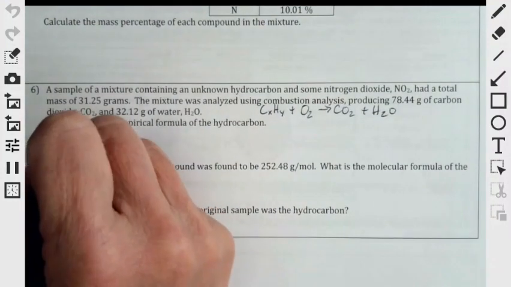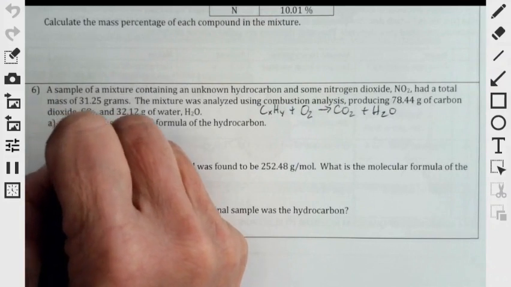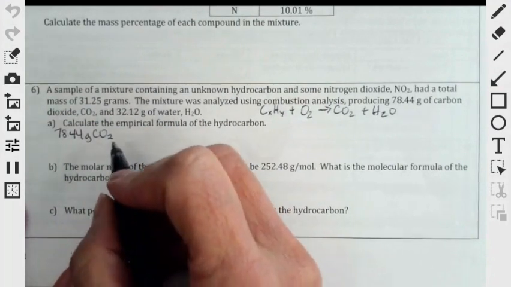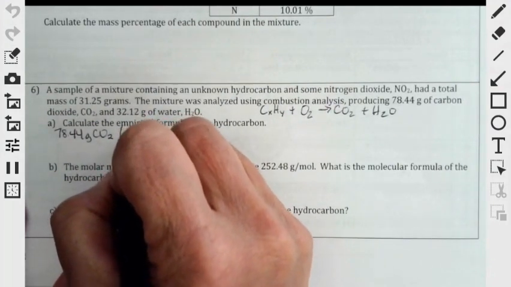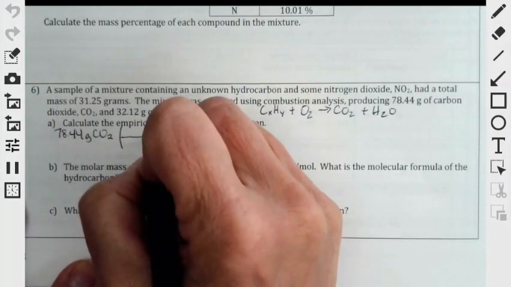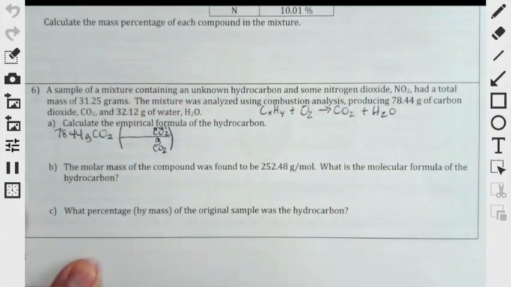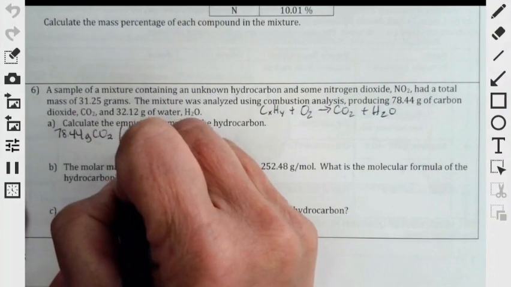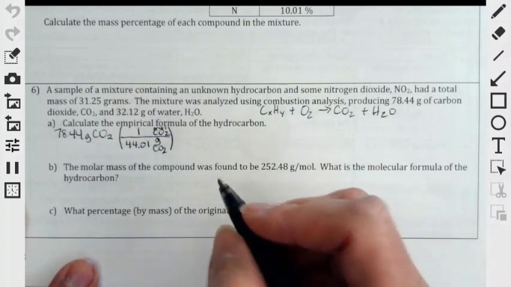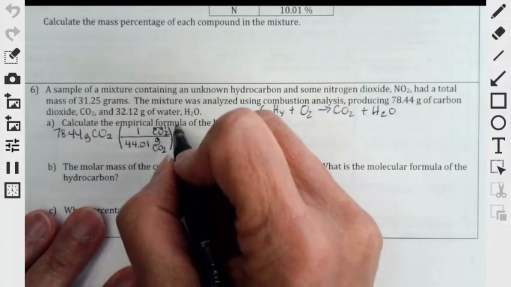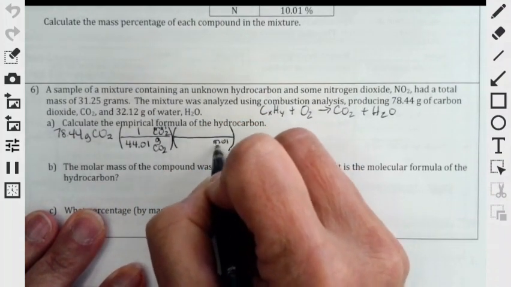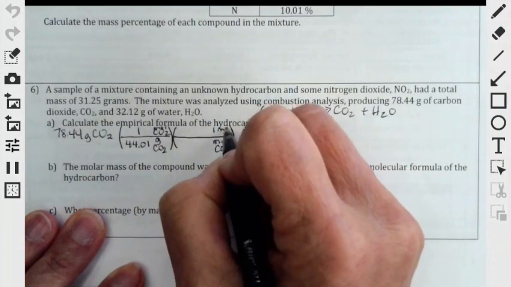We know that we have 78.44 grams of carbon dioxide. And our first step is going to be to find out how many moles of carbon dioxide we have. So we're going to go from grams of CO2 to moles of CO2, and we're going to use the molar mass of CO2. We know that there are 44.01 grams in 1 mole of carbon dioxide. And then we've got to get to carbon. So we know that for every mole of CO2, there is 1 mole of carbon.